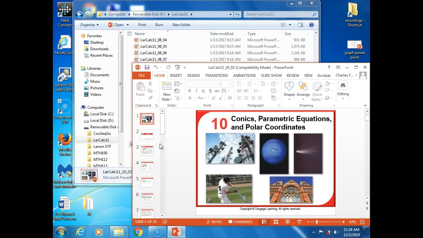Nikolai Copernicus, known more as an astronomer, but guess what? Everything he did was based on conic sections. He said the planets travel in elliptical orbits.